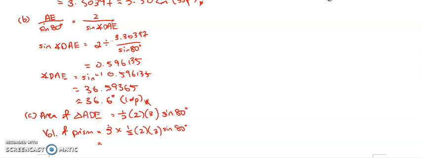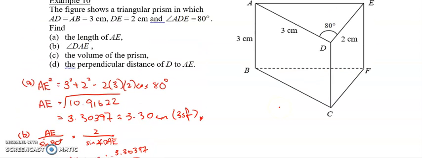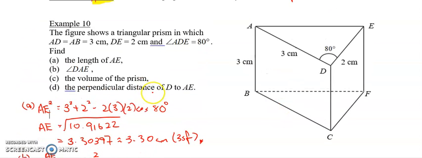So in our calculation, I'll get 8.86326. So rounding off to 3 SF, 8.86 cubic cm. So to 3 SF. Okay, so this is our answer to part C. Okay, let's look at part D. Alright, we're supposed to find the perpendicular distance of D to AE. So same thing here, D to AE.